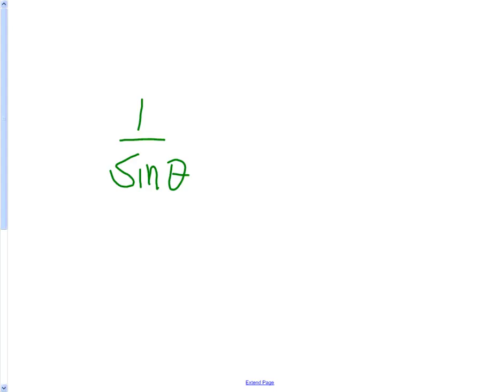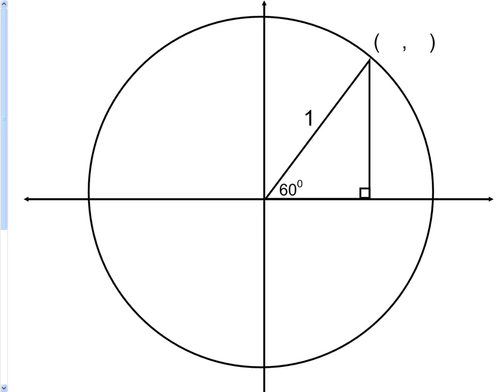Okay, moving on. This is a blank circle problem. Fill in the blank. A unit circle problem. Good. Unit means 1. So this has a radius of 1.